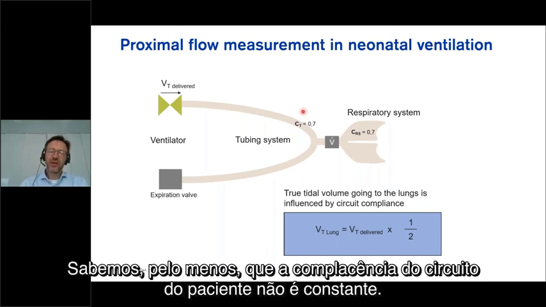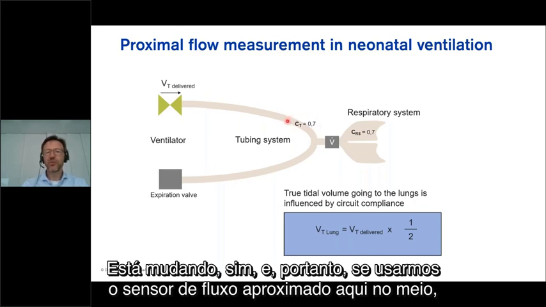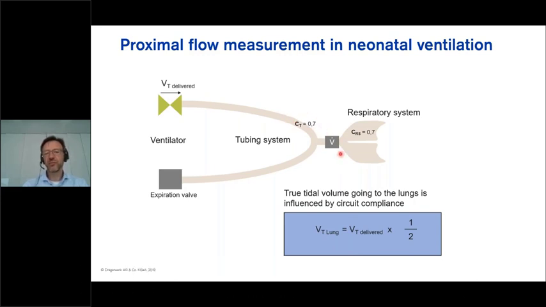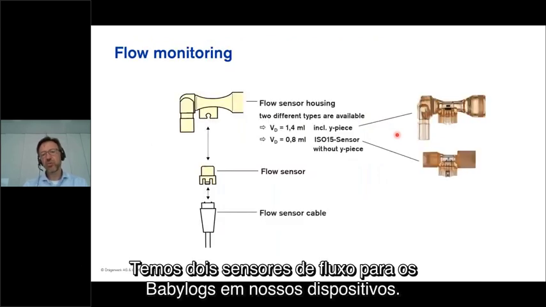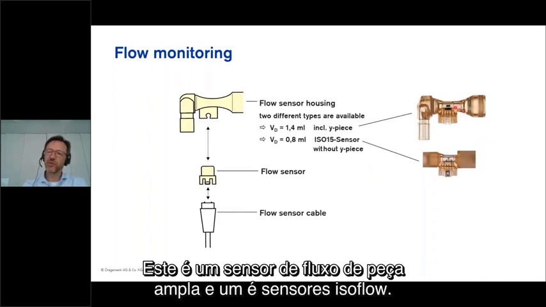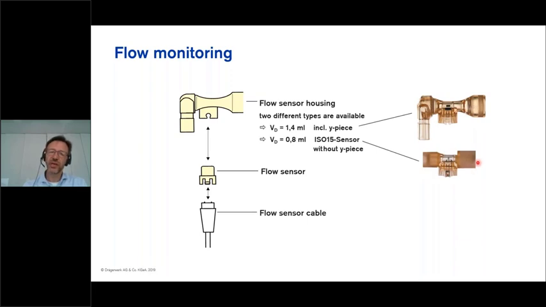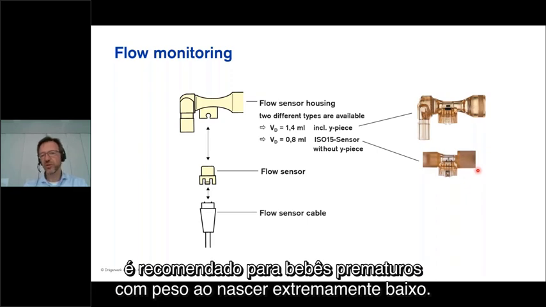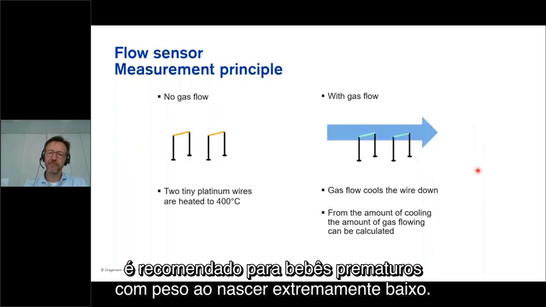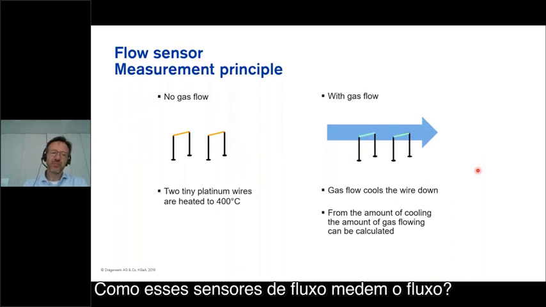We never know, but we know at least that the patient circuit compliance is not constant, it is changing. Therefore, if we use a proximal flow sensor here in between, then we can accurately measure what tidal volume is really going to the lung. How can we measure this? We have two flow sensors for the Babylogs in our devices: one Y-piece flow sensor and one ISO flow sensor. The ISO flow sensor has a lower dead space, and therefore it's recommended for extremely low birth weight premature babies.